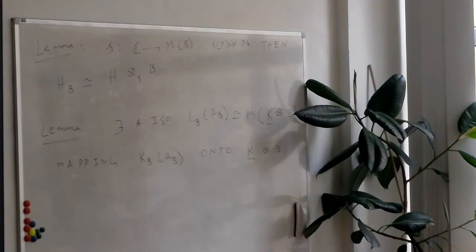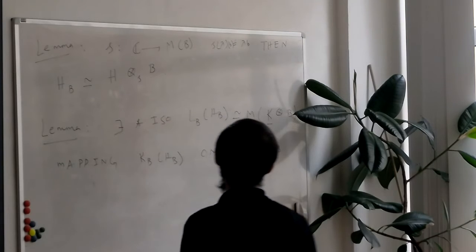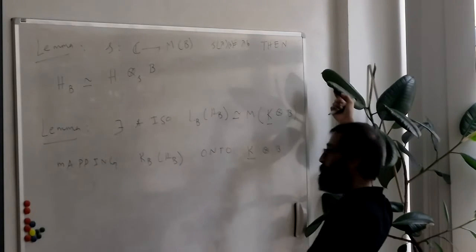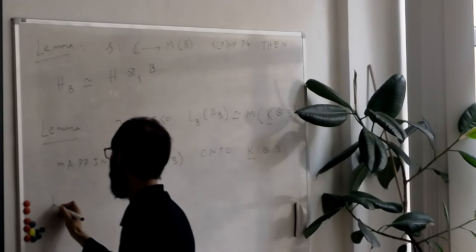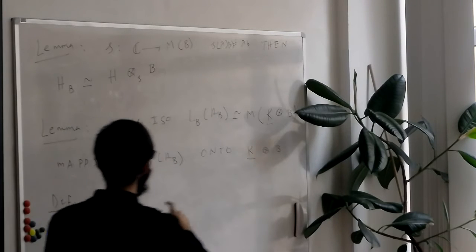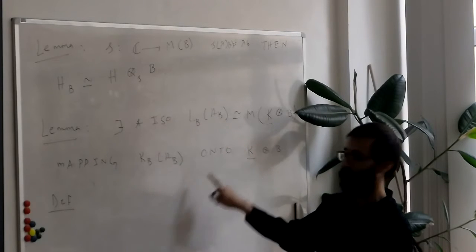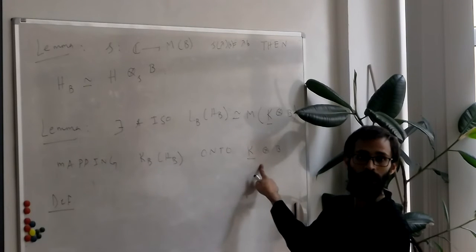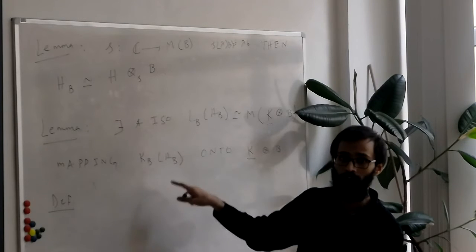A few definitions remain before we can finally go on to defining the Kasparov modules. In this lemma, we have an isomorphism between compacts tensor compacts on B, you could think of it this way, and compacts on the tensor product. But here you have just an inclusion.